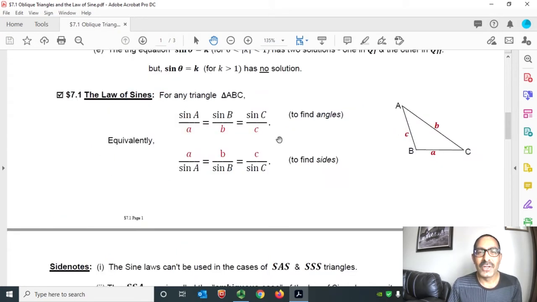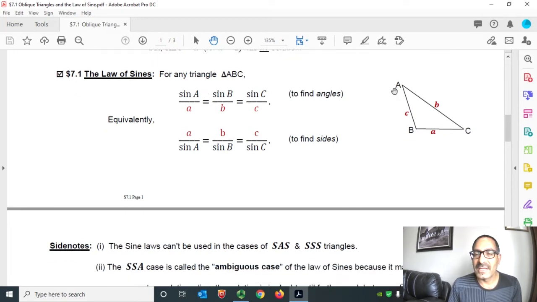So first let me give you the laws of sine. For any triangle ABC, so here in the diagrams, ABC triangle, we have these ratios are equal. And in the triangle, the opposite side of angle A is denoted by lowercase a. The opposite side of angle B is denoted by lowercase b. Similarly, the opposite side of angle C is denoted by lowercase c.